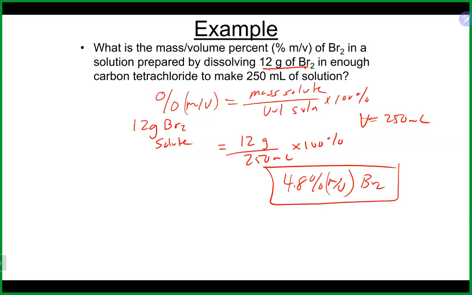By the way, in this case, why do we use carbon tetrachloride rather than water with Br2? Br2 is what type of molecule? Is it polar, non-polar?